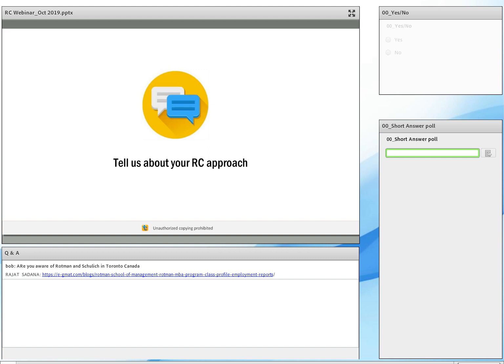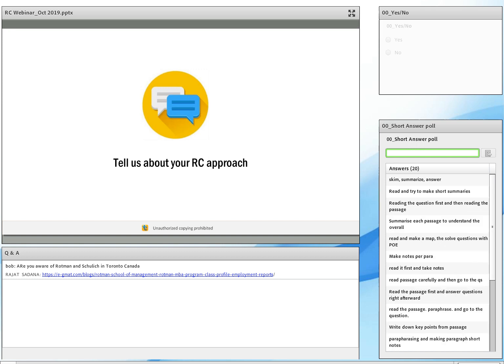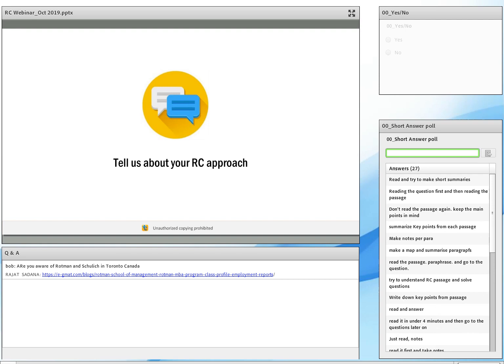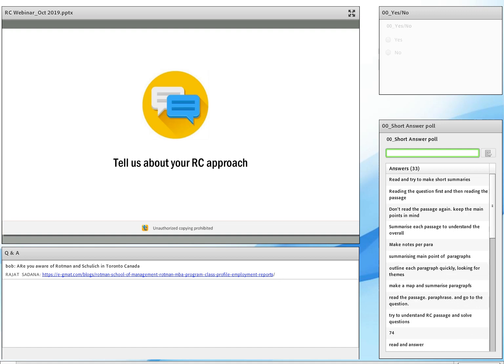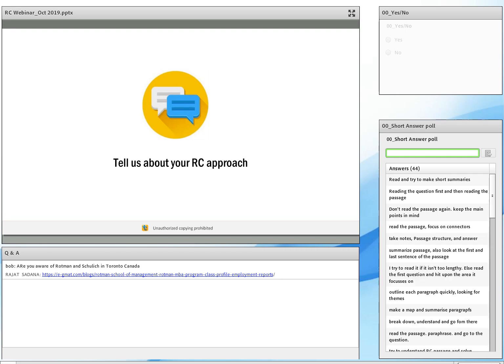Okay, I'm going to start reading a few as the answers are coming in. Skim and scan. Skim, summarize and answer. Make notes per paragraph. Don't read the passage again. Keep the main points in mind. Read and try to make short summary. Outline each paragraph quickly, looking for themes. Read the question first and then read the passage. Read slowly. Okay, I saw slowly in caps. You must be an e-GMAT student. All right. Thank you. That helps.